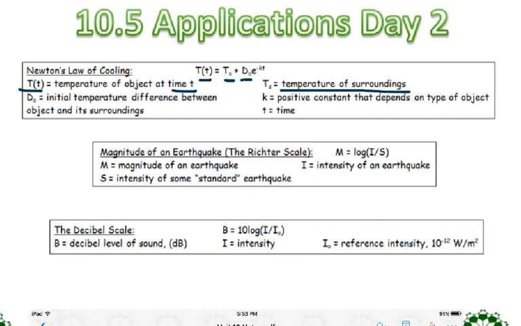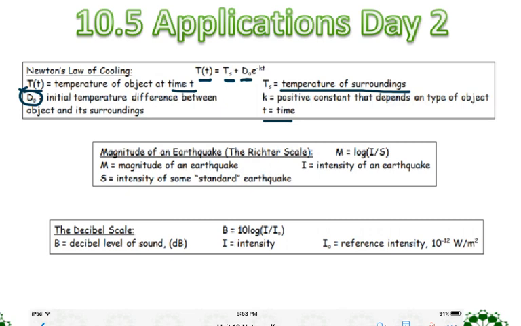D naught is the initial temperature difference between the object and its surroundings. And little t, like I said, is time. The e and the k, k is a constant that we typically have to find. It'll be different for each scenario. Alright, that is the Newton's law of cooling formula. Let's take a look at the next one.